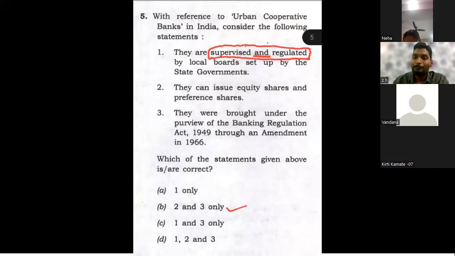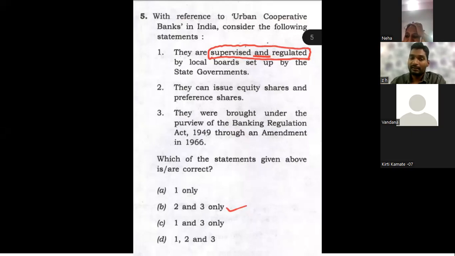Another format or pattern that UPSC is following in its questions is that if it is providing additional or unnecessary information using 'and', then that is more likely to be wrong. Now here, as it is highlighted, they are supervised and regulated by XYZ. Now, taking an example of any club of mine, say Hack CSAT or Destroy Prelims, Destroy Prelims is supervised, regulated, managed, maintained, and administered by me.